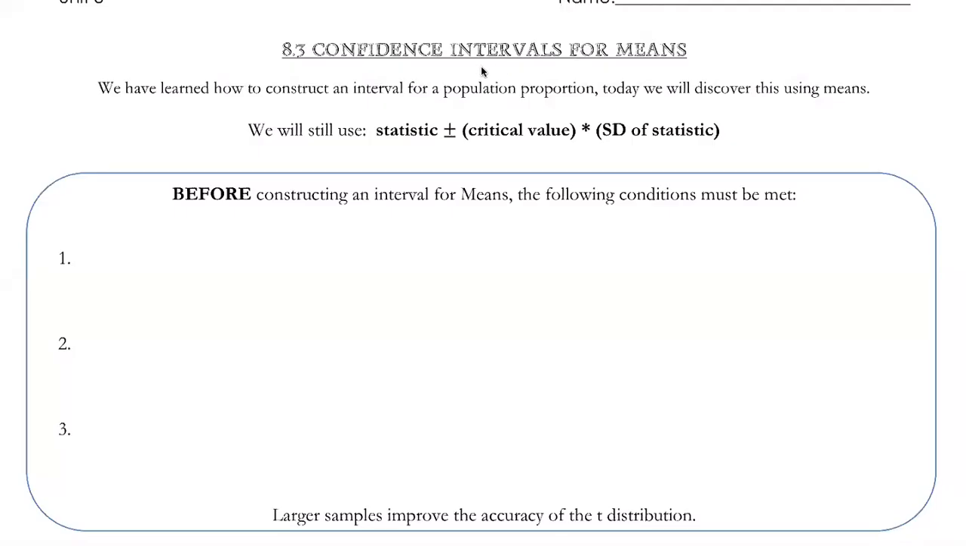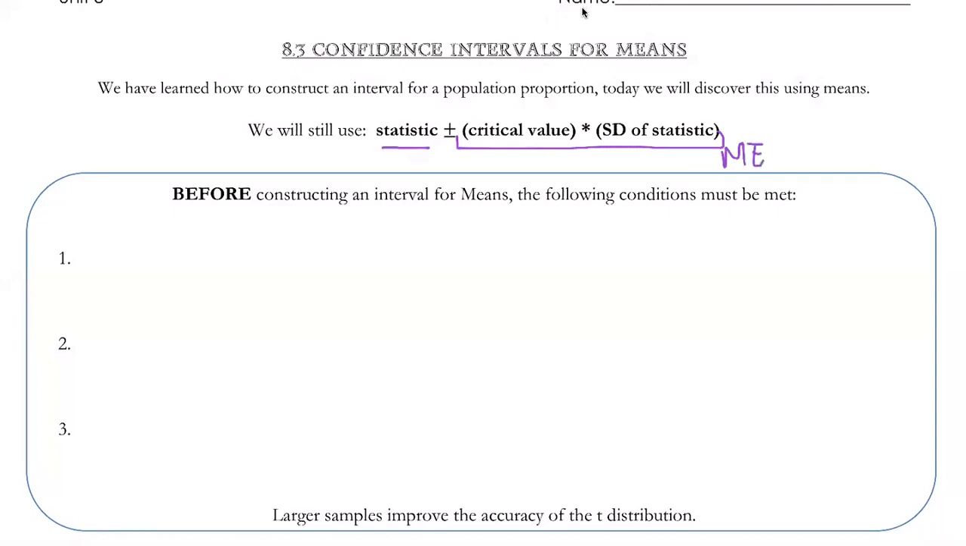Hello, everyone. Today we're going to talk about 8.3 confidence intervals for means. So as you can see, we're still constructing the interval using the same general format: statistic plus or minus critical value times SD of statistic. And this right here, this is still our margin of error. It just is going to look a little bit different working with means and proportions.